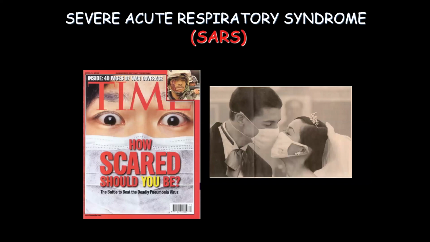So this is what appeared in 2003 in Time magazine, and it was titled, "How Scared Should You Be? The Battle to Beat the Deadly Pneumonia Virus." So really, in so many ways, we were warned in 2003 and warned again in 2012 and 13 that these coronaviruses could emerge and cause substantial disease, and yet the world seemed to be totally unprepared in facing this pandemic.